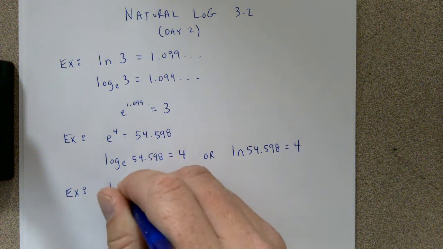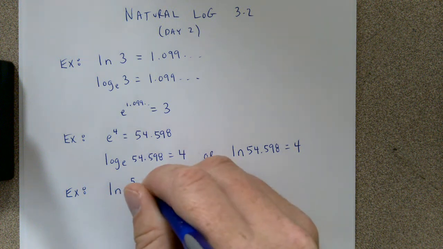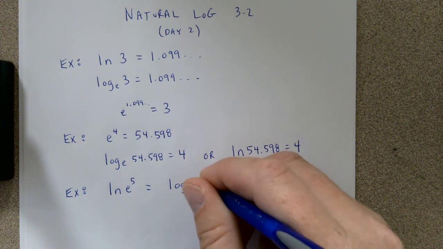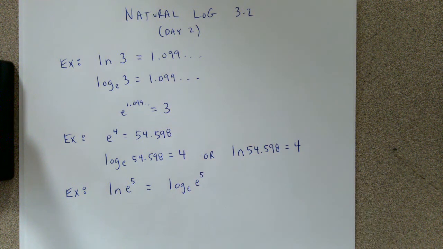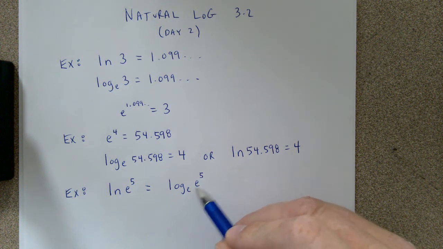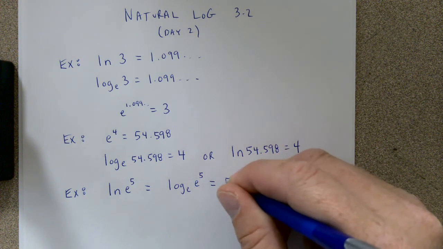So LN of e to the fifth. If we rewrite this in log form, we're going to say this is log base e of e to the fifth. Now the reason I show you this one is we have a log property that says this. If the base is the same as this number, when that occurs, our solution is just simply this exponent. So we would just say this is equal to 5.